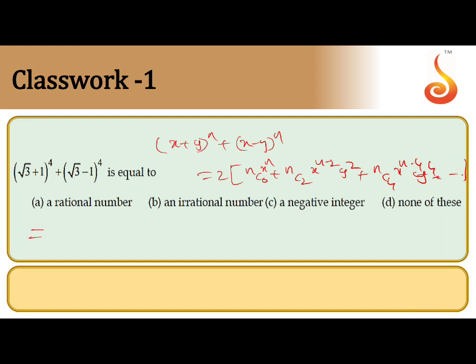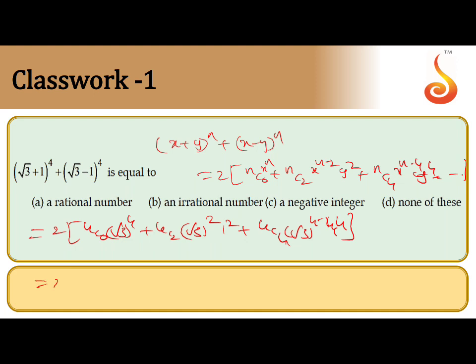So here n is 4. 2 times 4c0 root 3 whole power 4. Next 4c2 root 3 whole power 4 minus 2, that is 2, into 1 square. Next 4c4 root 3 whole power 4 minus 4 into 1 power 4. These are the values that come here. Now you can simplify this one. 4c0 into root 3 whole power 4 is 3 square. 4c2 into root 3 whole square is 3. 4c4 into root 3 whole power 4 minus 4, that is 0. So that gives this one.